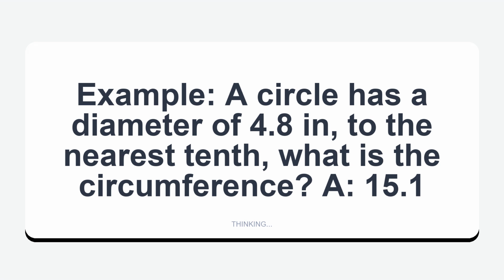Mathematical Reasoning GED 2024 exam questions. Example: a circle has a diameter of 4.8 in. To the nearest tenth, what is the circumference? A. 15.1. Radius.